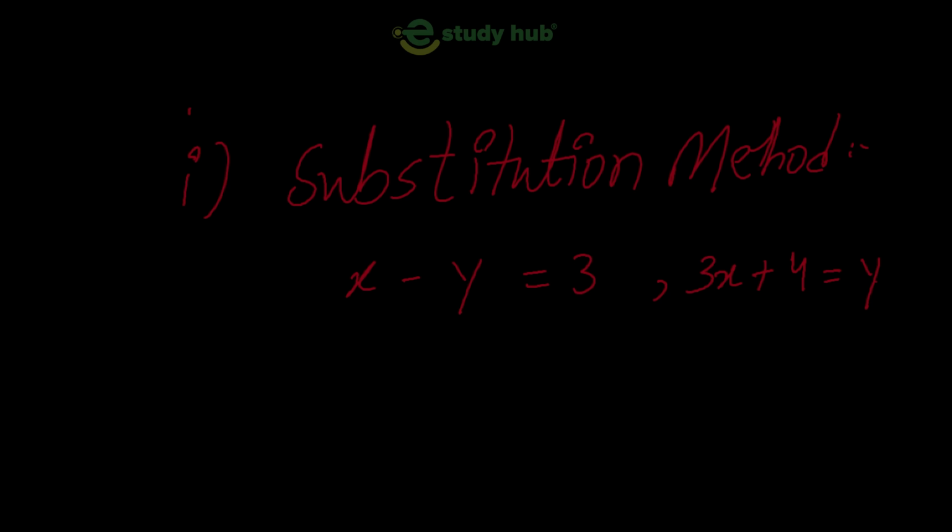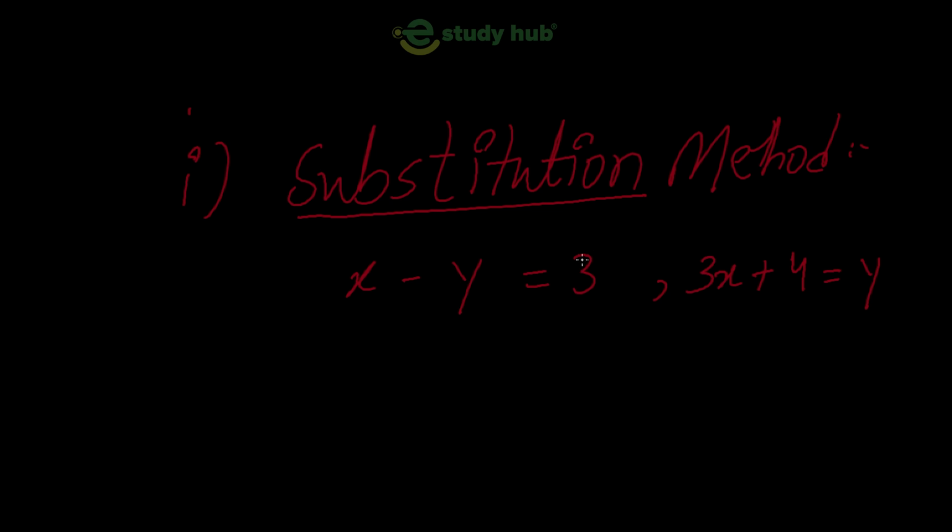From the word substitution, whenever the class teacher is not present, we always have a substitute teacher for that. This is a basic example to understand this method. Substitution means we have to substitute something else. We are going to use one variable instead of the other.